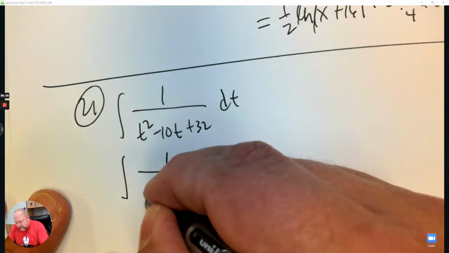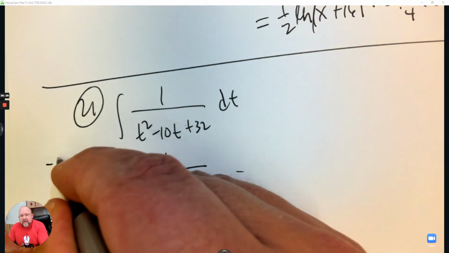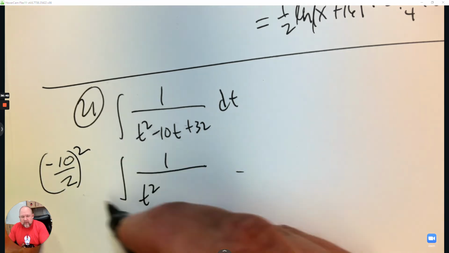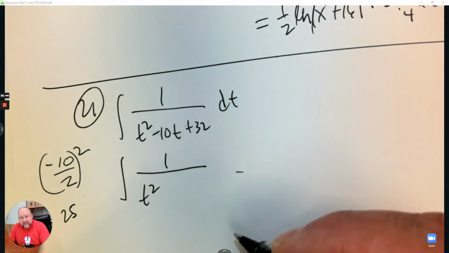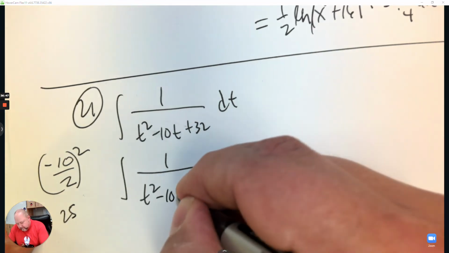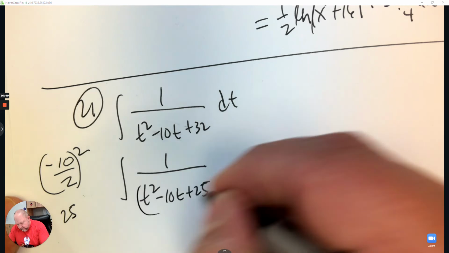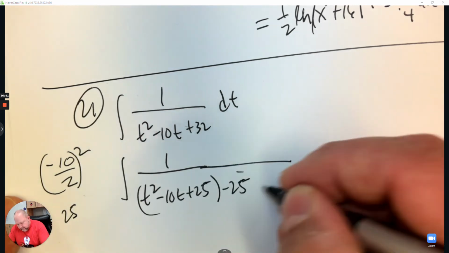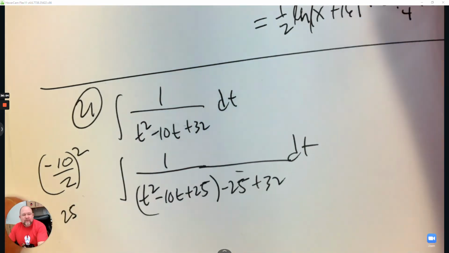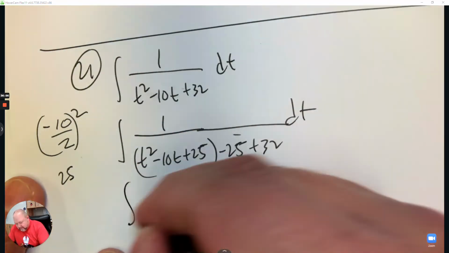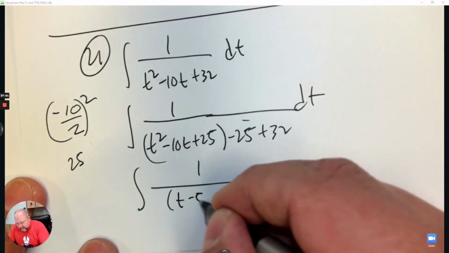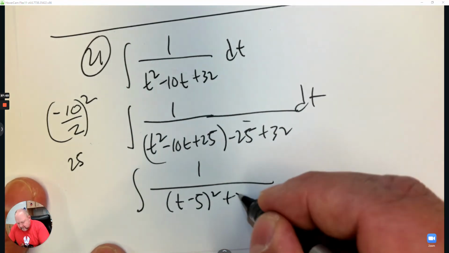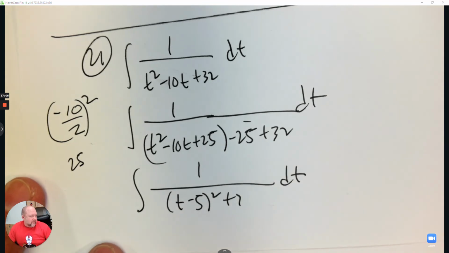We got this. So I'm going to take negative 10, divide by 2, and square it. That's negative 5. That gives me 25. So I'm going to both add 25 and subtract 25. This now is factorable. It's now a perfect square. That's negative 5 squared. And that's 7. Making sure I did my math okay.